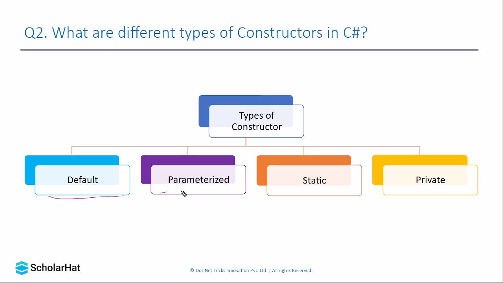The next is a parameterized constructor, where we pass certain parameters like first name and last name. Then we have a static constructor as well, and a private constructor. A private constructor has a specific use case we'll discuss later, but as of now, you can see that there are four types of constructor: default constructor, parameterized constructor, static constructor, and private constructor. We do have a copy constructor as well, but that is out of scope. From this point of view, there are only four types. So let's understand these four types one by one in the upcoming slides.